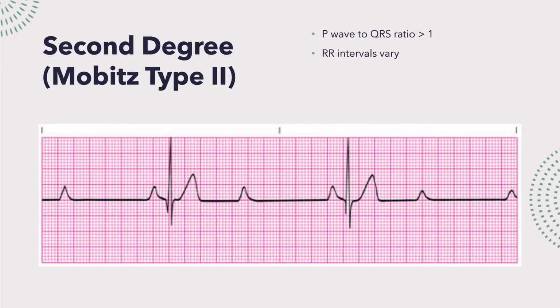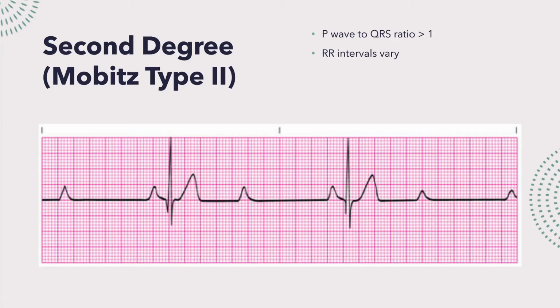A Mobitz type 2 is when there's more P waves than QRS complexes, and the PR intervals can vary, but they're not progressively lengthening before the dropped beat. So P, QRS, T, P, dropped beat, P, QRS, T, P, dropped beat. There's not a progressive lengthening of the PR interval. That's a Mobitz type 2.